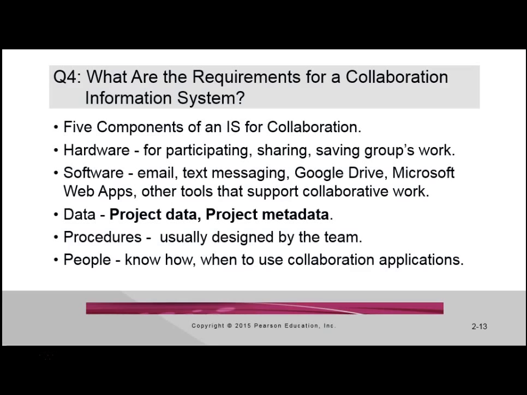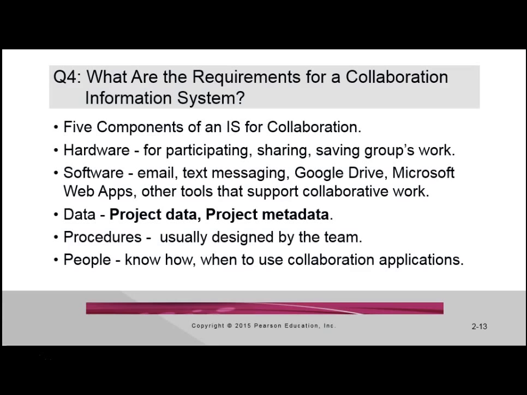Procedures depend on what the software is. The best kinds of collaboration information systems are the ones that you really don't have to do much training with, right? No one trained you how to text. You didn't have to take a training class like Texting 101. Communication is a natural human thing, so the systems that remove barriers and make it easy to collaborate are the best. People know when to use collaboration applications. We're going to talk about that in a minute.